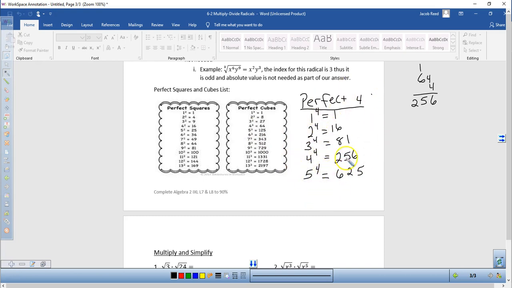I don't think you need anything higher than this, but remember that you can continue to generate these. 6 to the fourth will be 6 times 6 times 6 times 6, or 216 times 6. You can continue to generate them if you need to, but for this case, I don't think we're going to need any more than this.